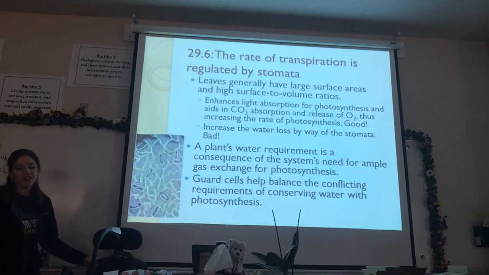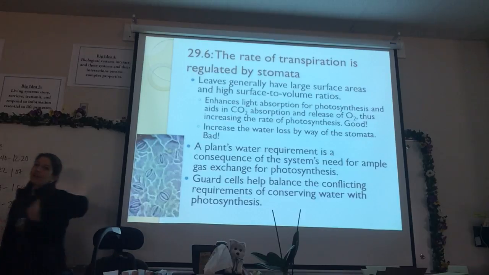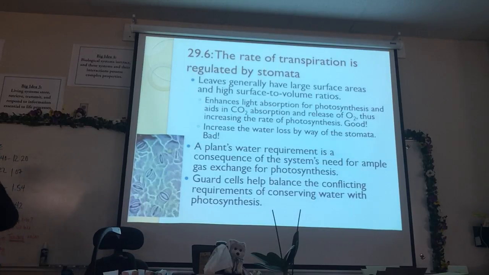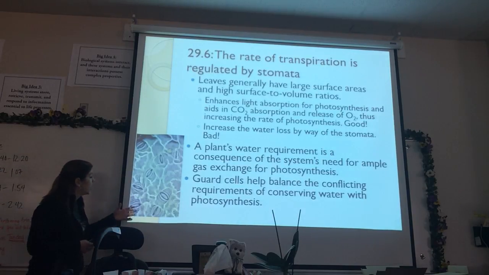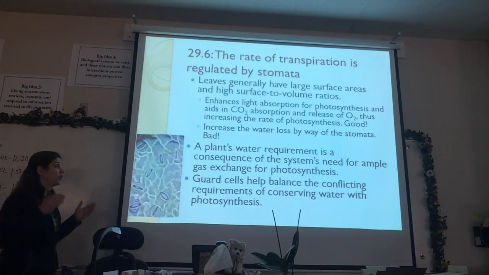So here's the deal. Again, we have to bring ourselves back to dynamic equilibrium. A plant can't produce rainfall if there's none, right? And so they have to be able to conserve water when there isn't much. And so the rate of transpiration is regulated by the stomata. And so leaves themselves generally have really high surface area to volume ratios.